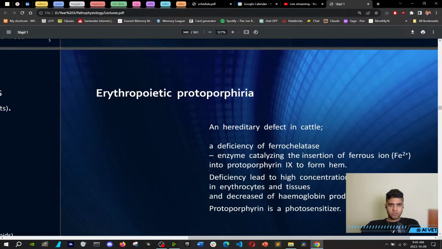Okay, deficiency of ferrochelatase. Whenever iron joins protoporphyrin 9 to form heme, the deficiency leads to high concentrations of protoporphyrin in erythrocytes and tissues and decreased hemoglobin production.